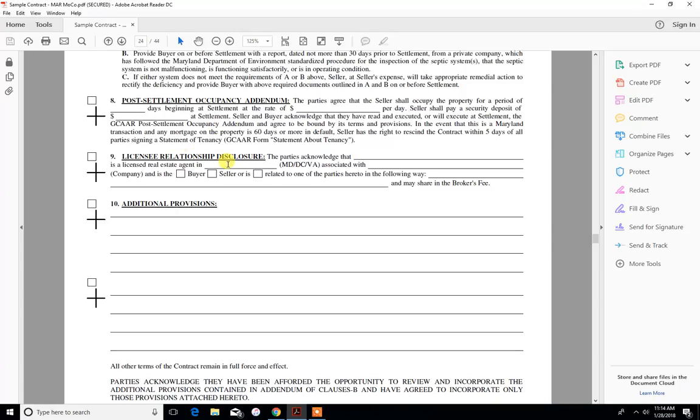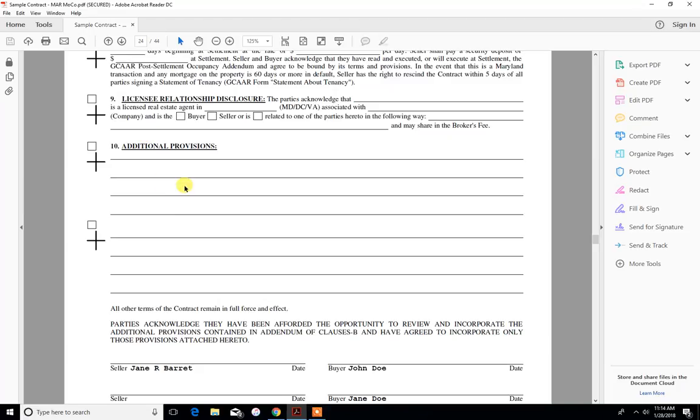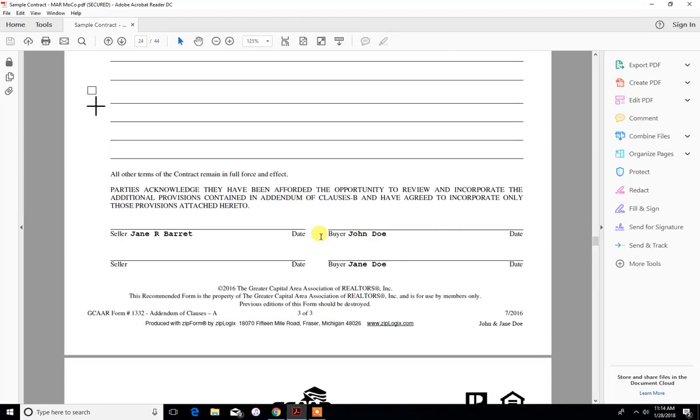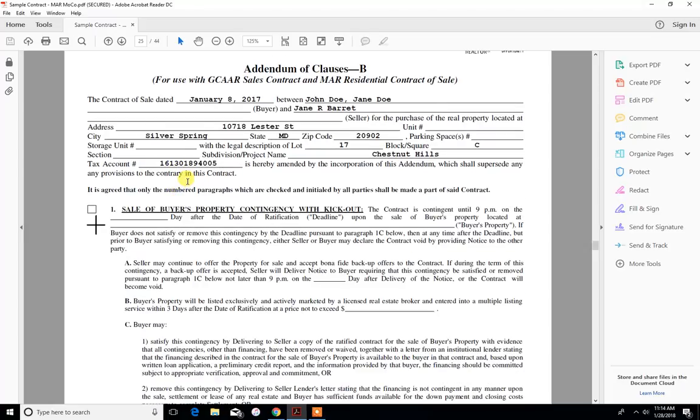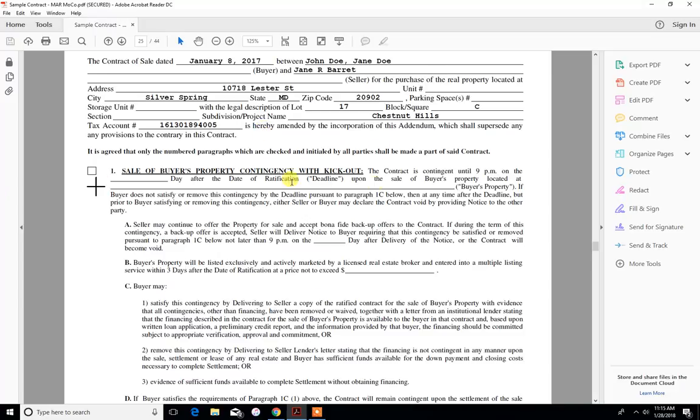Don't worry about this unless you're doing a deal on behalf of somebody you're related to. And then this is any other provisions here, and then just sign here and here. Addendum clauses B, again, I rarely use that. The only time I'll use this is if we're buying a home on behalf of our buyer, and the buyer has to buy their home contingent on selling theirs. This is where you would fill that out.